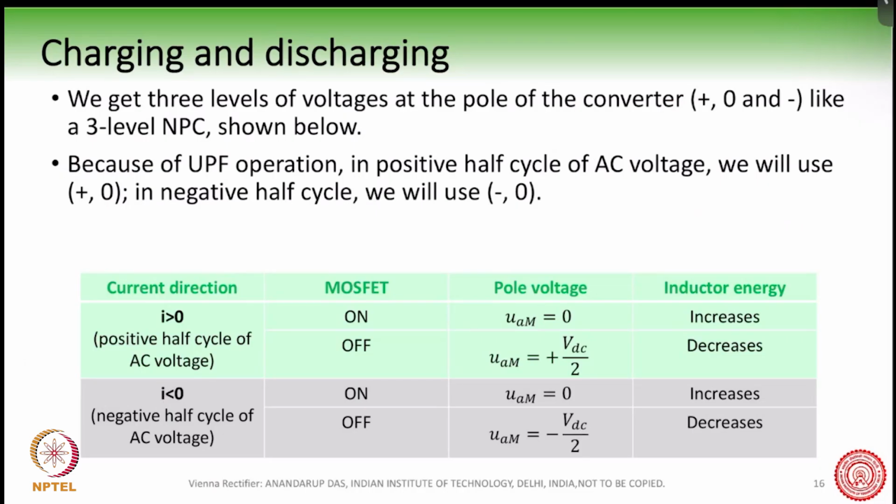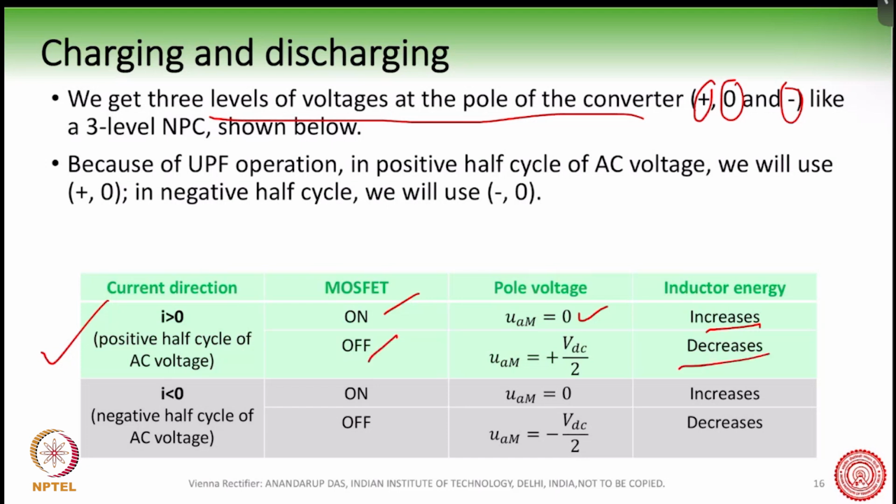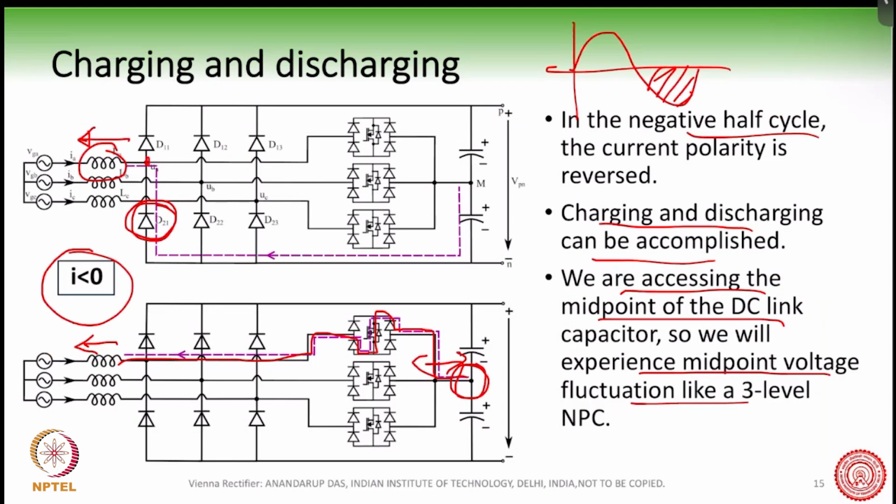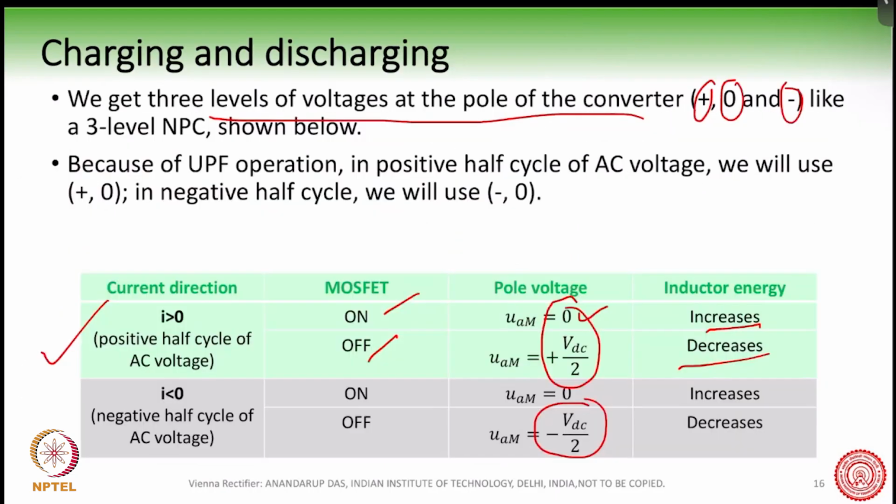So we get 3 levels of voltage at the pole of the converter, like we have shown: plus, 0, and minus. So this is summarized in this table. When the MOSFET is on, UAM is 0 and the inductor energy increases. When it is off, then it is decreasing. And so these are the 3 levels of voltages which are possible at this UAM. UAM means this is the A point and this is the M point here. So this UAM voltage will be 0, plus, or minus.